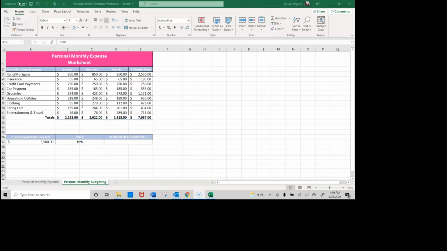I selected NPER for the function. I'm trying to learn how to use it correctly. I'm not exactly sure if I'm doing it correctly, but that's why I selected this one, because I want to learn how to use it, and I'm hoping with the help of you guys and from the professor, we can learn how to use this.